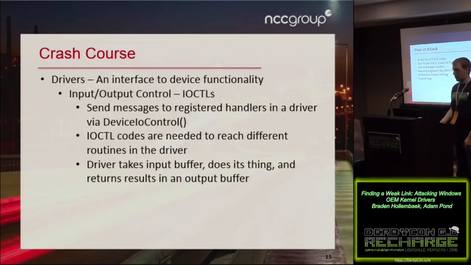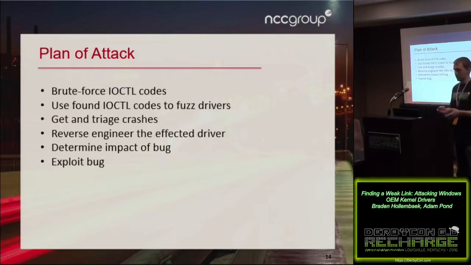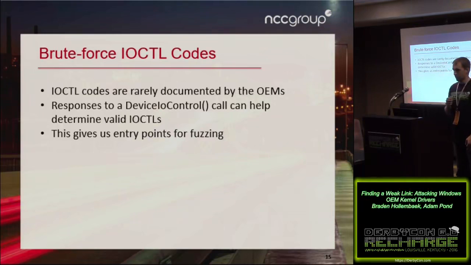So now that we know a little bit about how we talk to drivers, let's figure out how we might take them down. The first thing we're going to need to do is get those ioctl codes so we can talk to the various routines. Then we are going to use those to fuzz the drivers. Hopefully we'll get some crashes out of them, and then we can triage the crashes and maybe take a look at the drivers. If the bugs look like they're any good, we will try to build some exploits. So why do we have to brute force ioctl codes? It turns out that they're pretty rarely documented, so it's pretty much always on you to figure out what the ioctl codes are on your own.